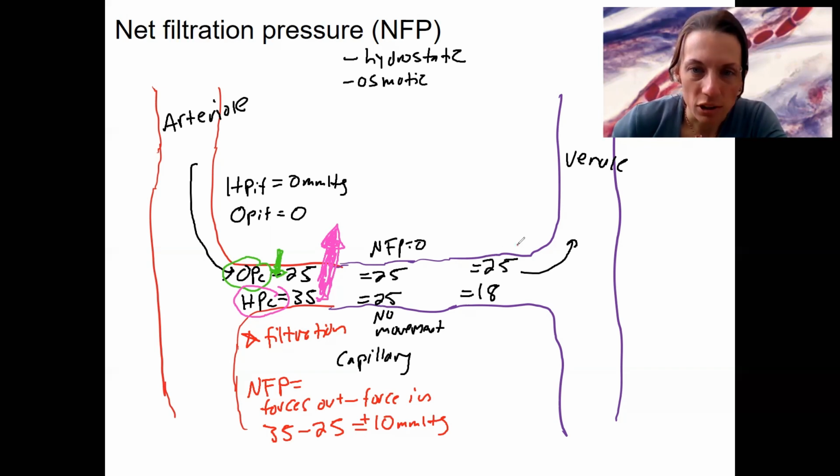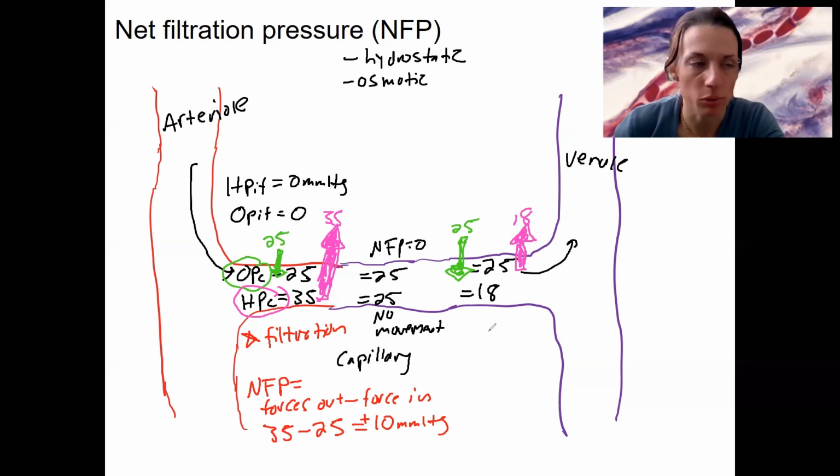So now our hydrostatic pressure out, I'm trying to draw a little bit smaller, is less than our osmotic pressure, which is still the same. So this here was 25, this here is 25, but this was 35, this was 18. Arrows are not to scale how they should be.